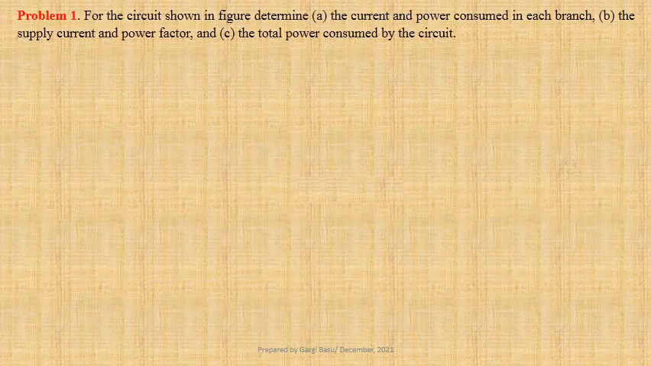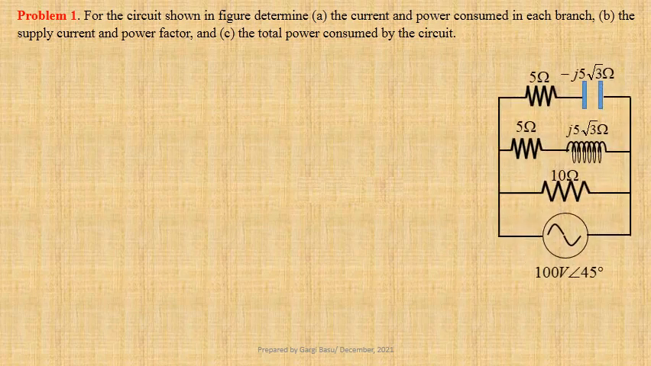For the circuit shown in figure, we have to determine the current and power consumed in each branch, the supply current and power factor, and the total power consumed by the circuit. Let us first write down the given data. Supply voltage V equals 100 volts at an angle 45 degree.